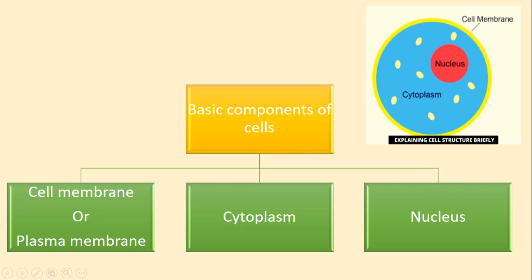Now the basic component of the cell. If we see a cell, we observe three basic components. First is the cell membrane or the plasma membrane. Next is the jelly-like substance, cytoplasm. And last one is the nucleus. So now let us learn about the components one by one.